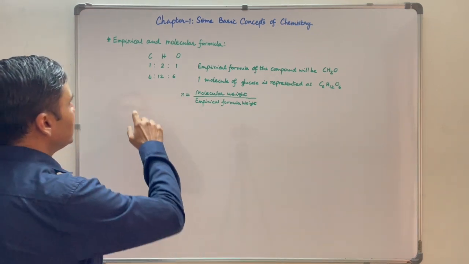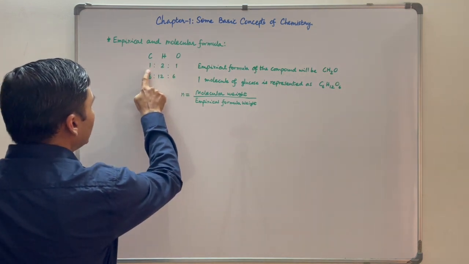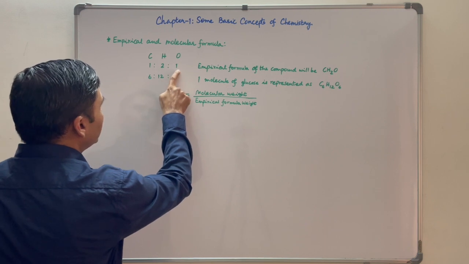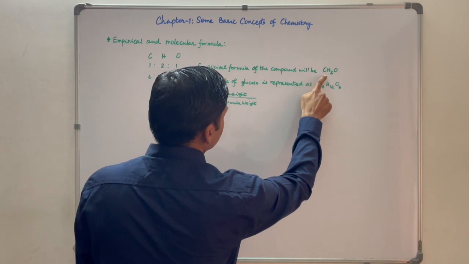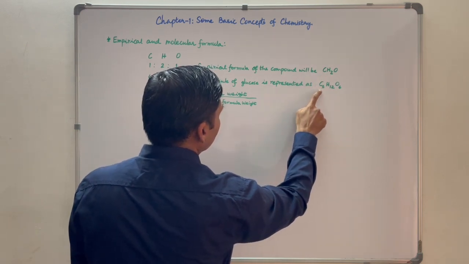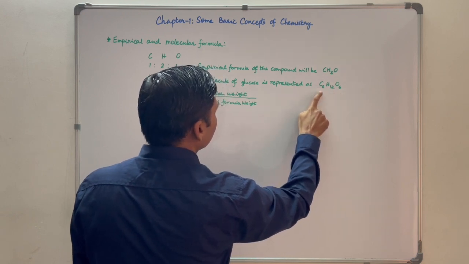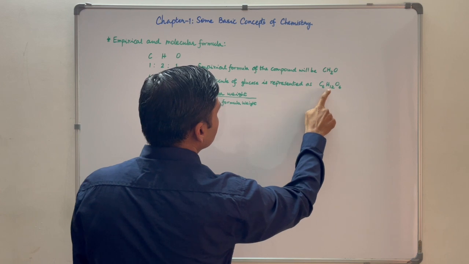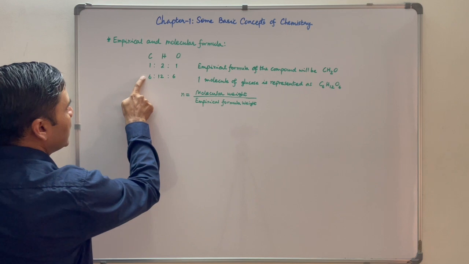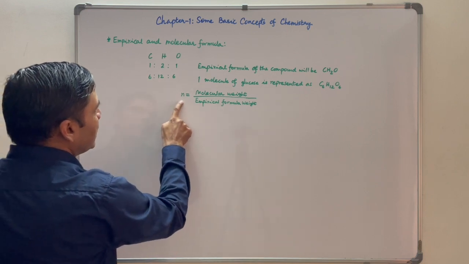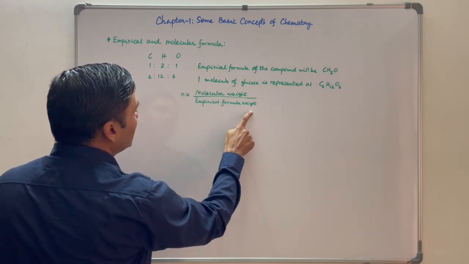Suppose in an experiment it is found that carbon, hydrogen and oxygen react in 1:2:1 ratio by weight to form a compound. Then the empirical formula of the compound will be given by CH2O and the molecular formula of the compound will be given by C6H12O6. Means in a molecule of glucose there are 6 carbon atoms, 12 hydrogen atoms and 6 oxygen atoms. Quite clearly the common multiplier is 6. Common multiplier N is given by molecular weight of the compound upon empirical formula weight of the compound.